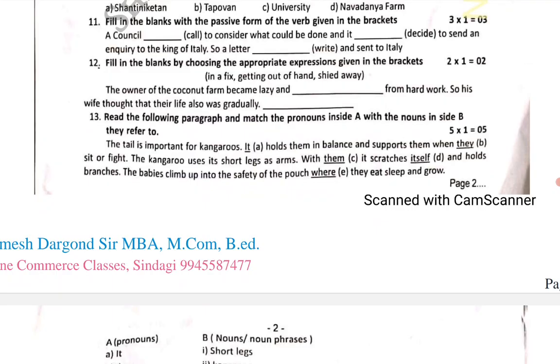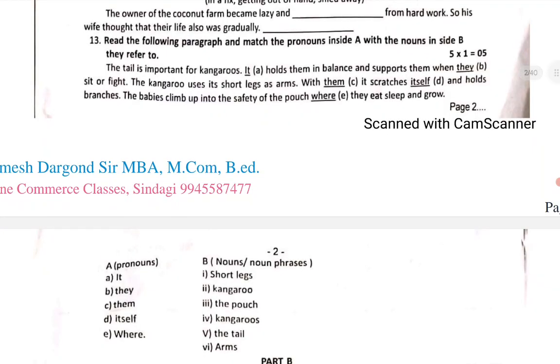Okay, next you have to read a paragraph and match the pronouns with the respective noun or noun phrases. Very easy question again. You need to understand the basics of pronouns first, then you go for the question. Example: the tail is important for kangaroos. So it is talking about the tail of the kangaroo. It is a personal pronoun, and it is replacing the subject, tail, here. So you have to match.